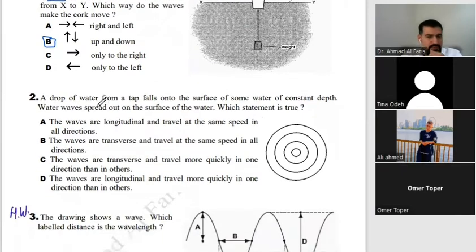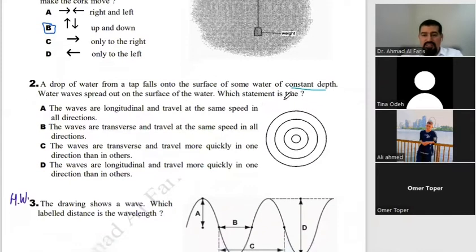A drop of water from the tap falls onto the surface of some water at constant depth. A water wave spreads out on the surface of the water. Which statement is true here? Question number 2. Are the water waves longitudinal or transverse?